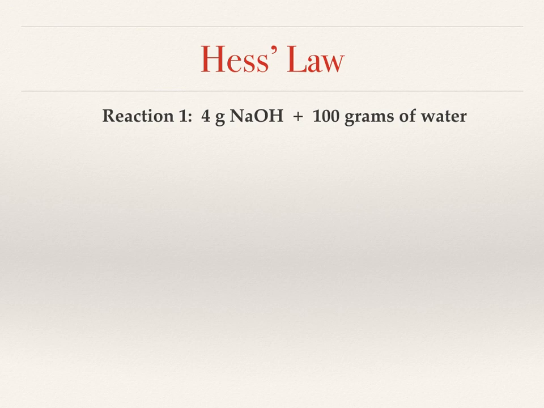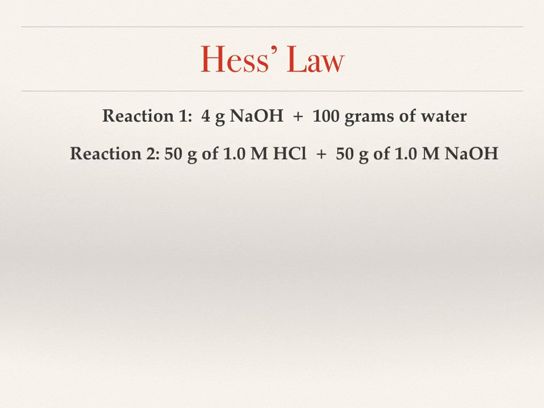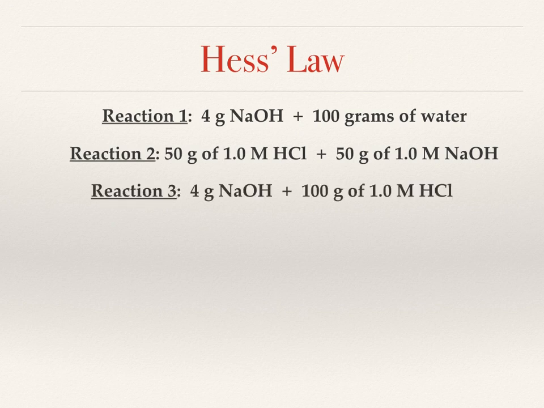So the reactions that we're going to do: the first one is to add 4 grams of sodium hydroxide to 100 grams of water. The second reaction is adding 50 grams each of 1 molar hydrochloric acid and 1 molar sodium hydroxide. Keeping track of the heat formed from reactions 1 and 2 and how many moles of sodium hydroxide are present in each, they should add up to our third reaction, which is adding 4 grams of sodium hydroxide into 100 grams of 1 molar hydrochloric acid.